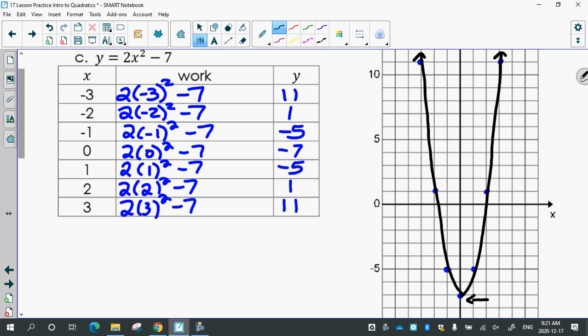Here's my vertex. Vertex is 0, -7. Everyone agree with that? What about our step property? Yep, from the first corner to the second corner, I go over 1 and up 2.